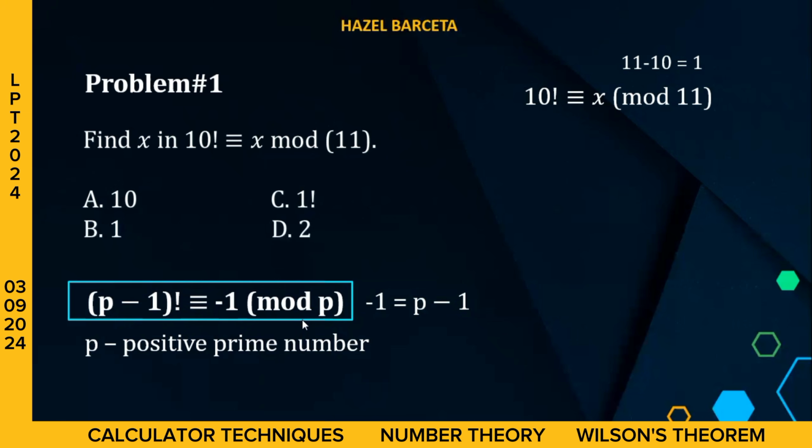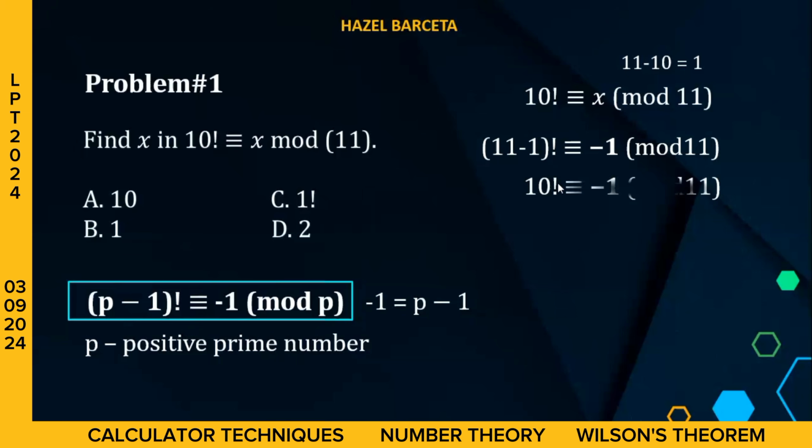Yes po, magsa-substitute lang po tayo. We have mod P, mod 11. P is equal to 11, right? So, P, papalitan po ng 11, magiging 11 minus 1 factorial. Then, kokopyahin po natin ang remainder, negative 1, mod 11. So, we have it here. Ayan. Then, ang ating 11 minus 1 is equal to 10. Copy the factorial. So, we have now the 10 factorial na problem po natin.